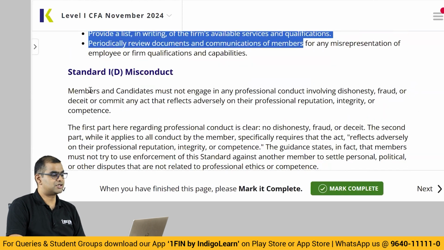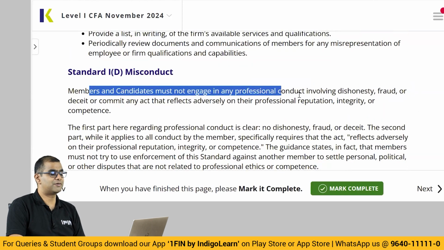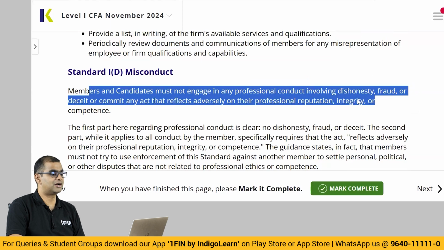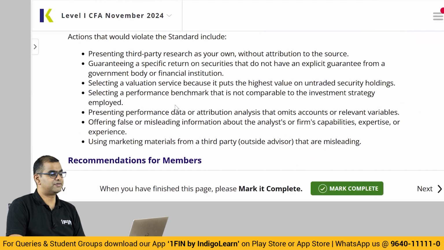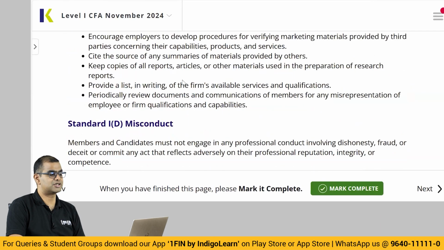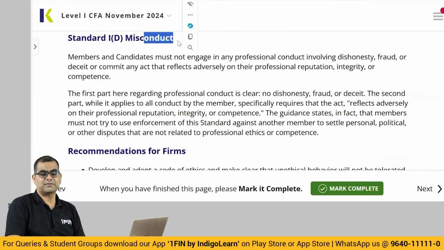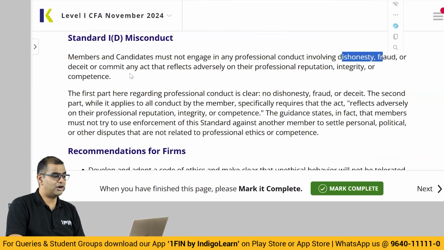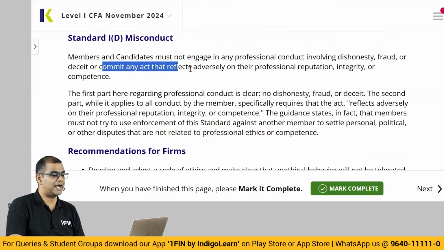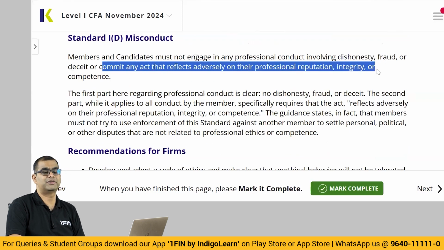Then Standard, Misconduct. Members and candidates must not engage in any professional conduct involving dishonesty, fraud or deceit, or commit any act that reflects adversely on their professional reputation. Please note the difference between misrepresentation and misconduct. Misrepresentation is saying something which is not there, showcasing something as existing, or wrongly claiming credit and all of that. Whereas misconduct is dishonesty, fraud or deceit, or committing any act that reflects adversely on reputation, integrity or competence.